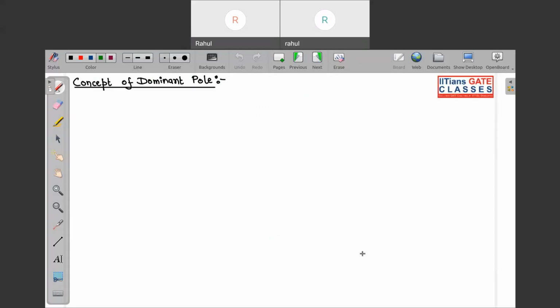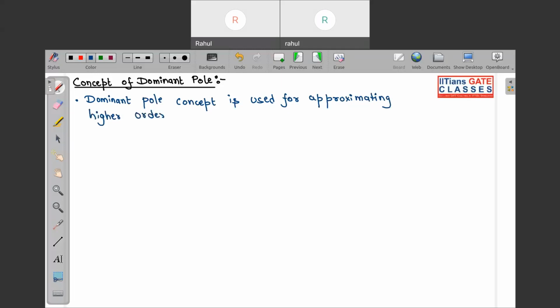So how do we do that? With the help of your dominant pole. Look very carefully, what is this dominant pole concept? First let us write a few points over here. The dominant pole concept is used for approximating a higher order transfer function to a lower order transfer function.